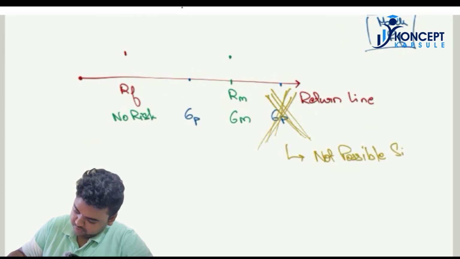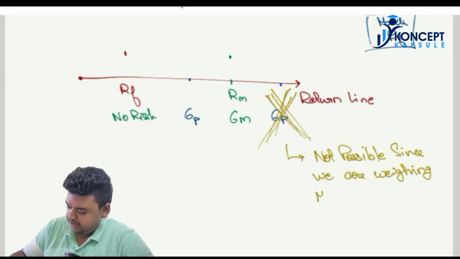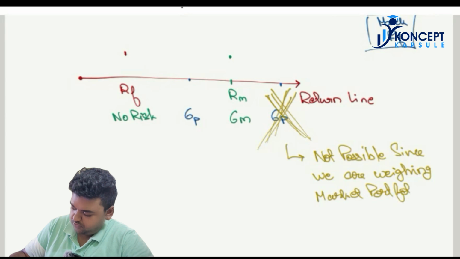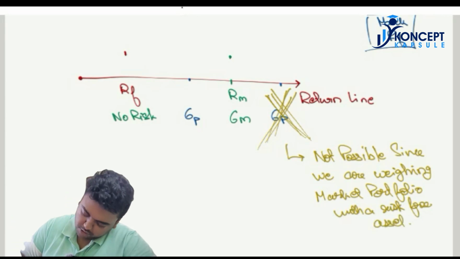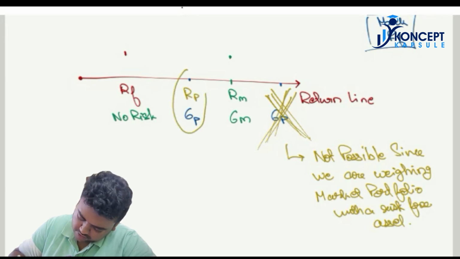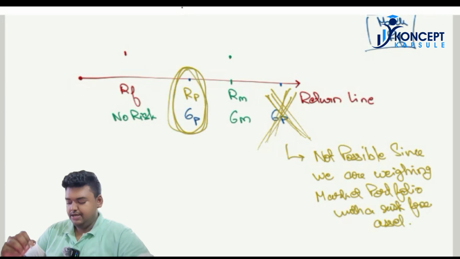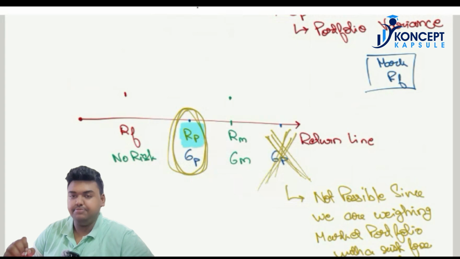Since we are weighing market portfolio with a risk-free asset. Guys, are we clear? So the only possible alternative for the return of the portfolio will be here. RP is something which we don't know. Okay, RP is something which we need to calculate.